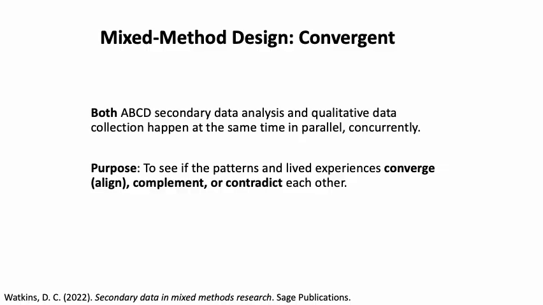So the purpose of doing a convergent design when you are looking at both quantitative and qualitative data at the same time is to see if the patterns and lived experiences converge. Do they align? You can also use this design to test whether there are places where they contradict each other. So you may have hypotheses about reaching convergence in the hypothesis that you've tested in your quantitative data with the hypothesis that you have in your qualitative data, but there are some cases where the findings may contradict each other.